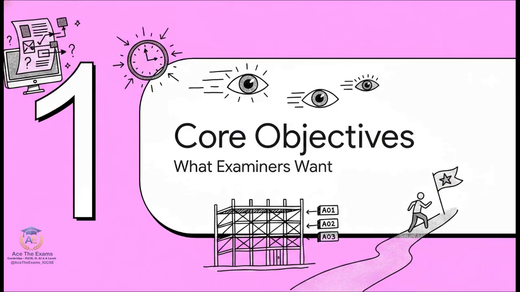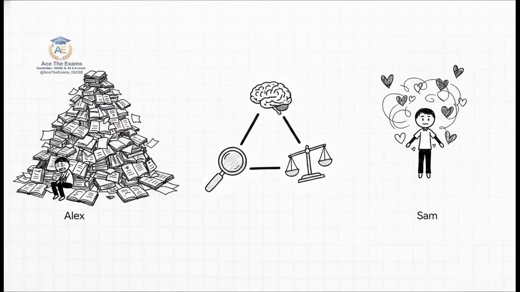Section 1. Core assessment objectives. Or, as I like to call it, what the examiner actually wants to see in the first 15 seconds. Listen closely because this is where the game is won or lost. When a high-tariff, multi-part Cambridge past paper question loads onto my marking interface, I am hunting for foundational benchmarks, and I do this within the first 15 seconds of scanning your response.